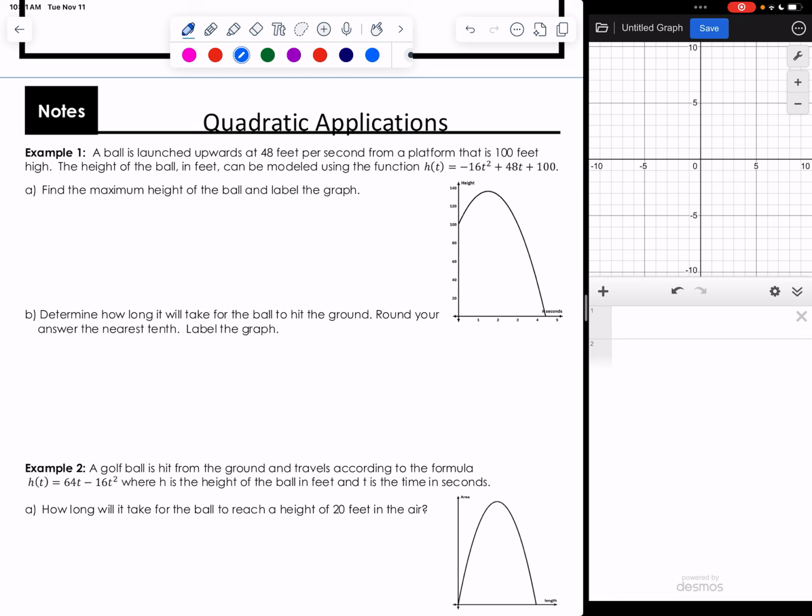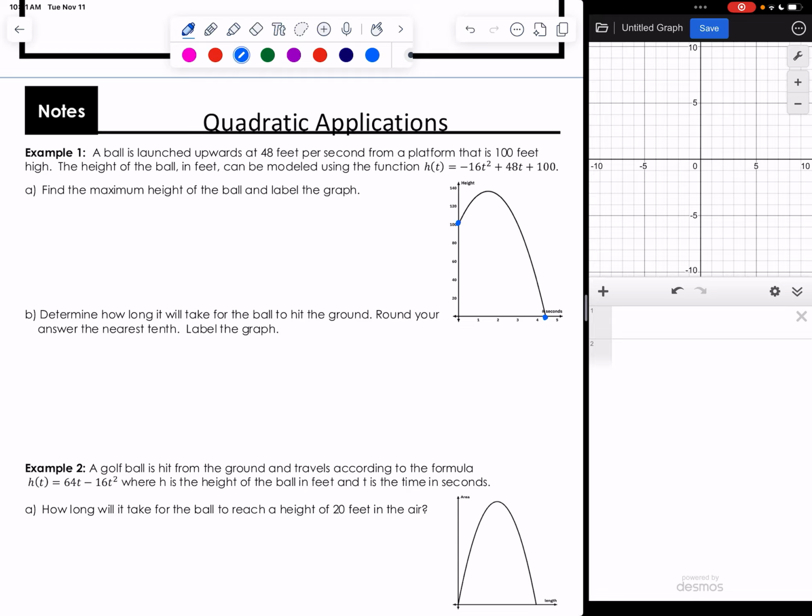I want you to notice that the starting height of our ball was 100 feet because that's the height it was launched from. Then the ball increased in height to reach a certain height, and then it began its descent, finally hitting the ground here on the x-axis.